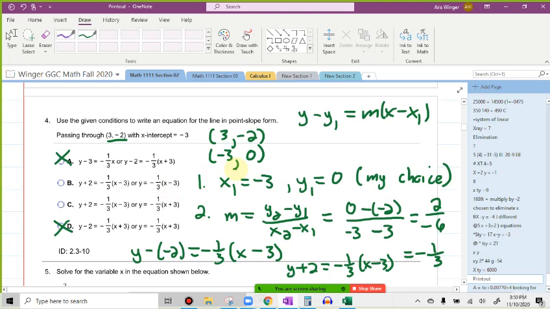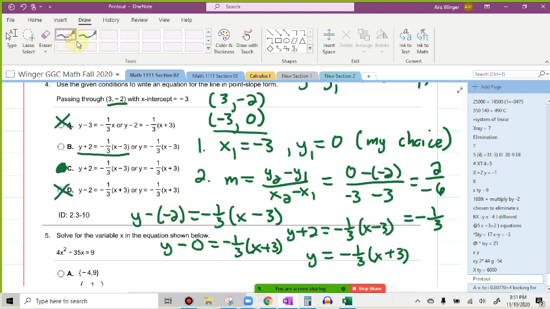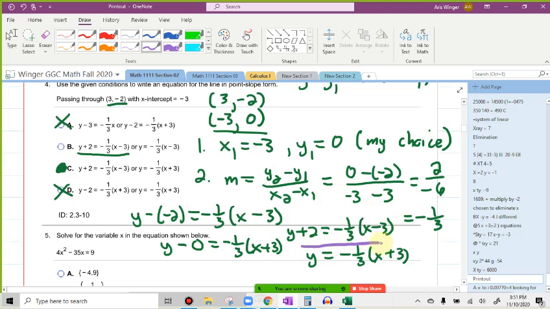Or we can use the other point, right? So this one comes from using the point that was given, and let's see what the other one does. If I use this point, then you're going to get y minus 0 equals negative 1/3 times x plus 3. Y equals negative 1/3 x plus 3. And that is this one, C. Let's circle these. So we're talking about this one or this one, just depending upon which point you use. Either way, you're going to get C.